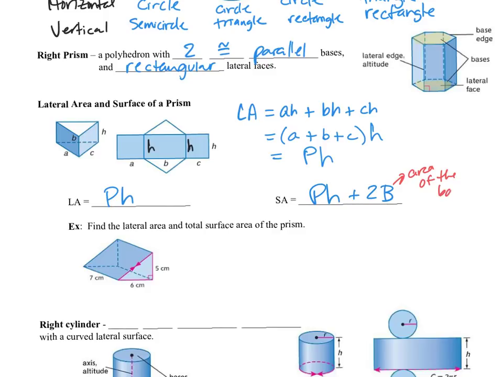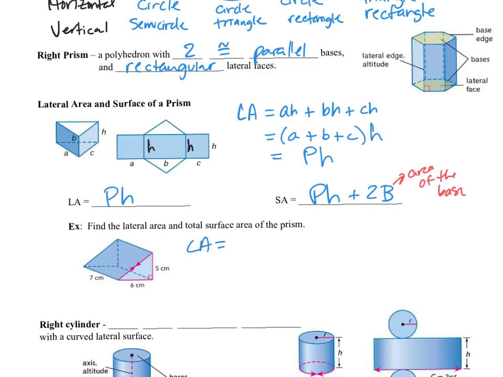All right, so let's take a look at an example where we're going to find the lateral area and total surface area of this prism. First of all, we need to realize what kind of prism this is. This is a triangular prism. Do you see 2 congruent parallel bases? Remember, a prism does not always have to be sitting on its base. We know it's a triangular prism because I see 2 triangular congruent parallel bases, and then there are going to be 3 rectangular faces. So let's start by finding the lateral area.